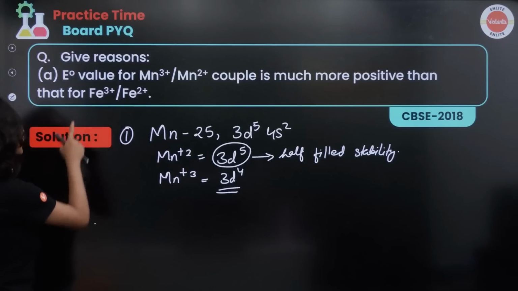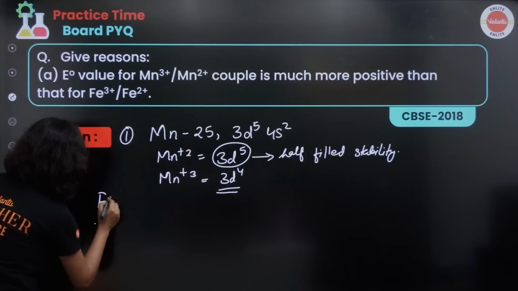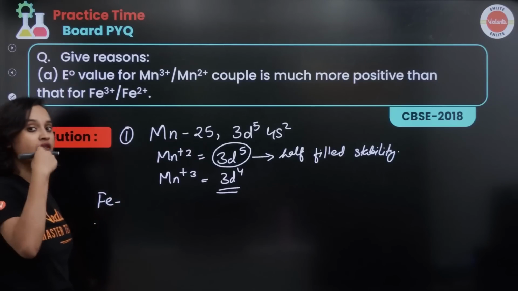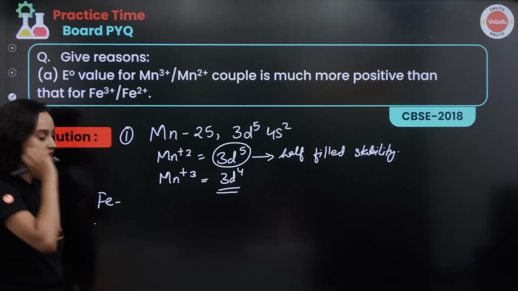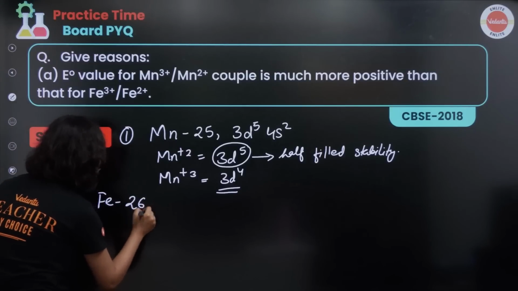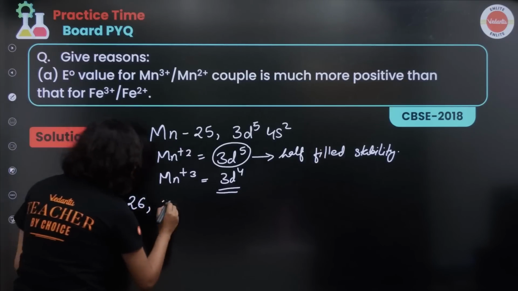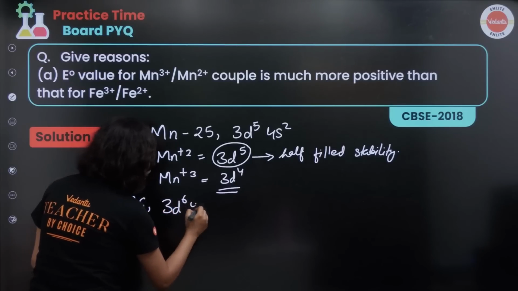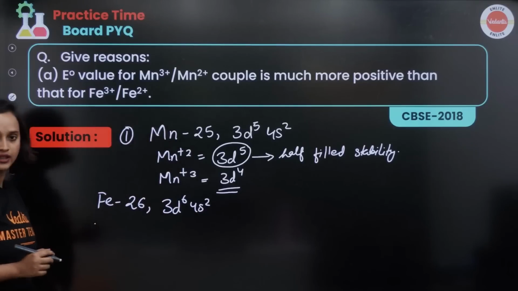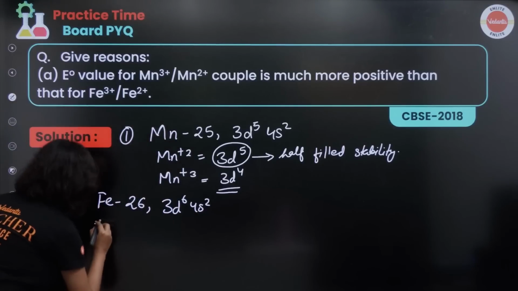Now, let's check it out for iron here. Fe. What is Fe? After manganese, it is iron, right? So that means iron has atomic number 26, which means it is 3d6 4s2. Am I right? Yes. Now check it out here.